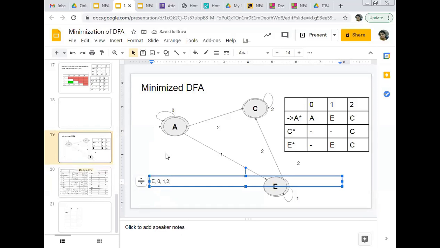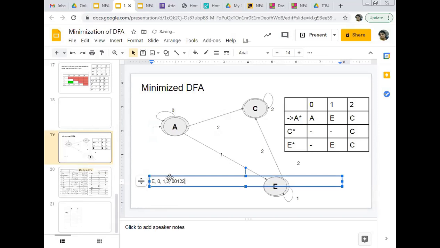So can I get 0 from this diagram? Yes, I can get 0. Start from the start state on 0, and it reaches the final state. Can we obtain 1? Start from the start state and go to the final state. Yes, I can have just 1. Can I have 2? Start from the start state A and reach the final state C on 2. Yes, I can have 2.